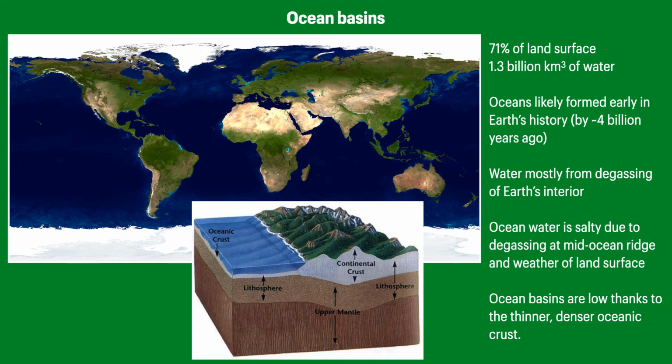And the oceans are where they are because remember that oceanic crust is thinner and denser than continental crust. So it sits lower and creates the basins that fill to become our oceans.